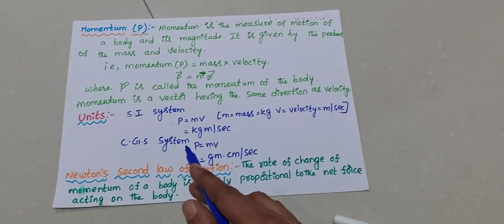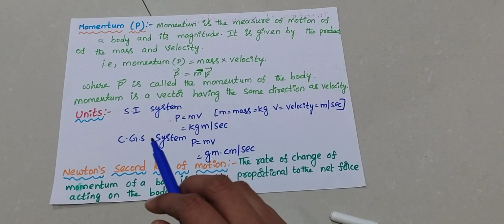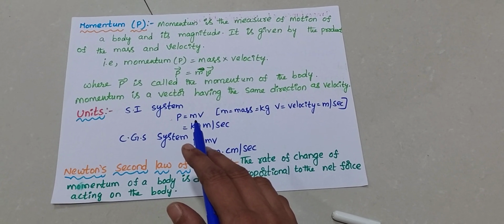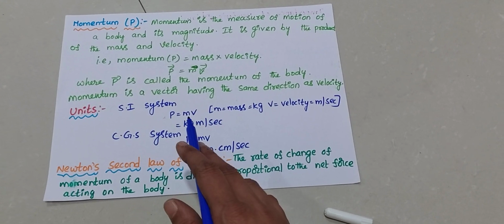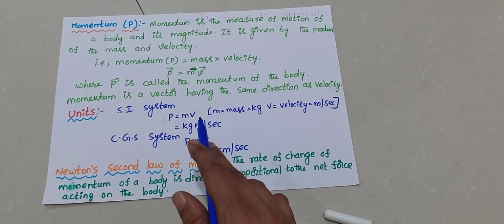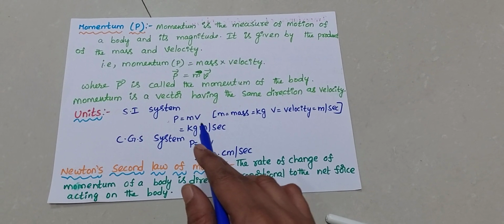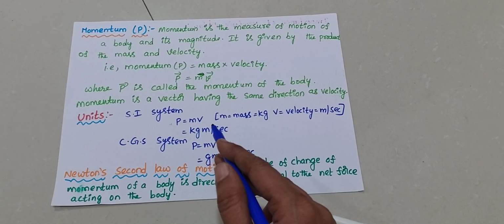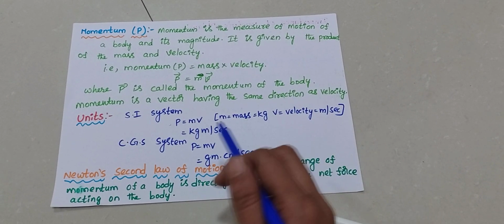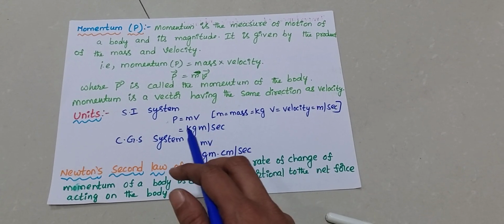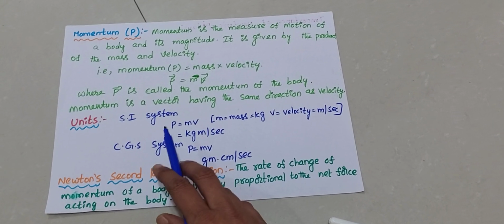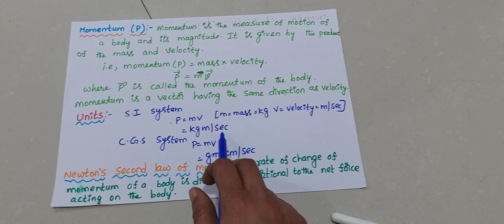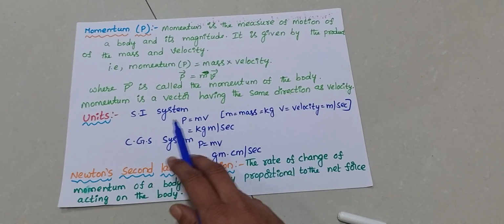Okay, here are the SI units of momentum. P is equal to mv, right guys. m is the mass of the body, which is in kgs in SI units. v is velocity. What is the definition of velocity, children? Velocity means rate of change of displacement. That's why v is in meter per second. That is the unit for velocity. Now momentum P is kg meter per second. This is the unit for momentum in the SI system.